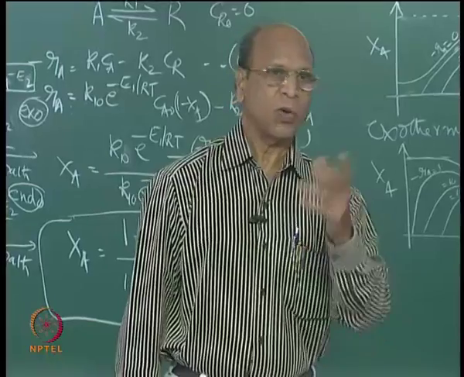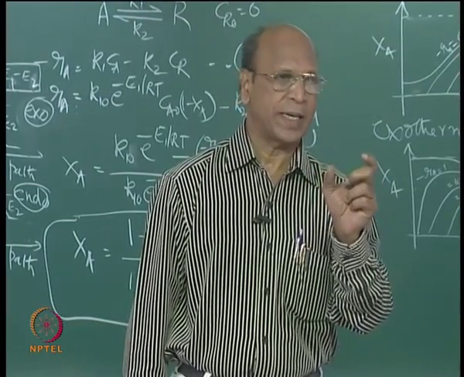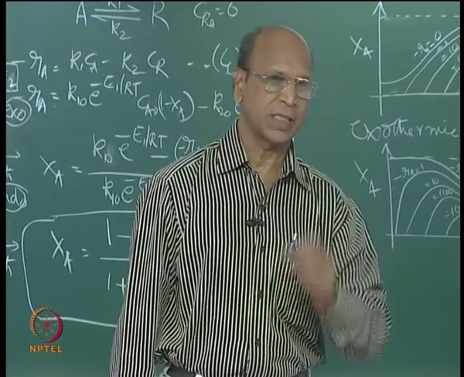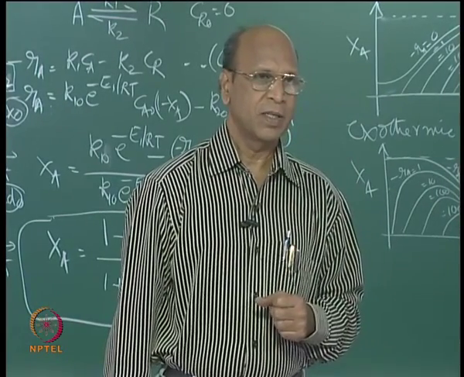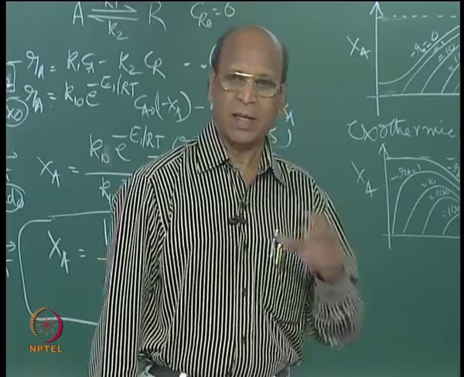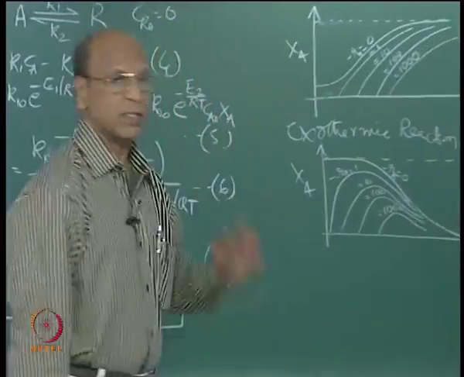From energy balance, you should now get the relationship between conversion and temperature. I told you that for the simplest case, adiabatic, you will get a straight line, assuming that delta HR is constant. So if you plot that, then that line will intersect all those rates.